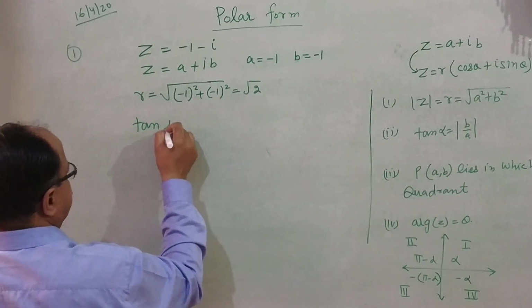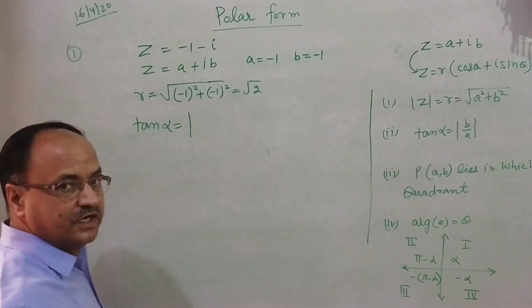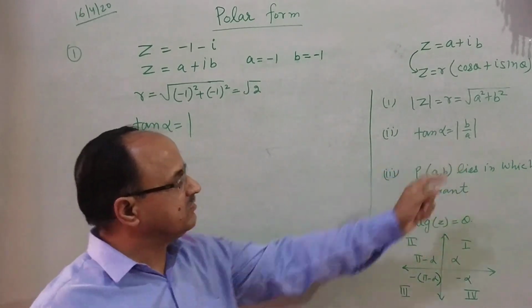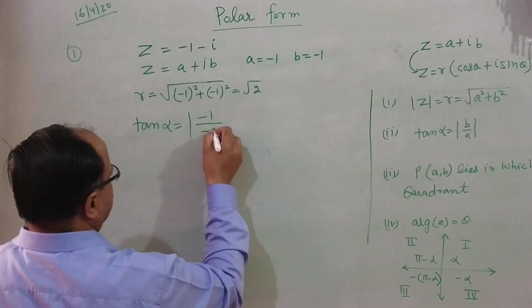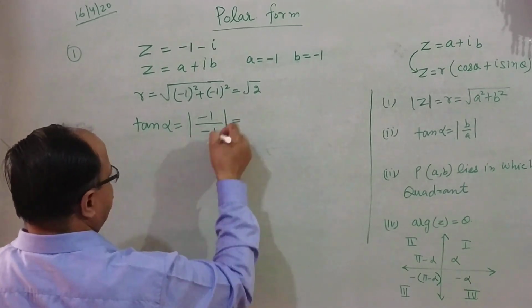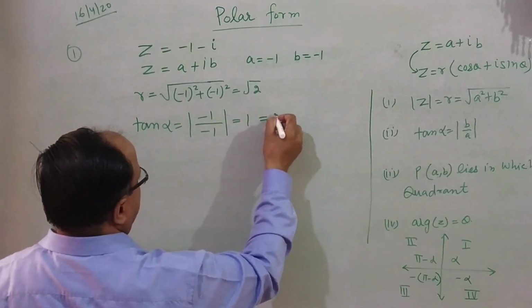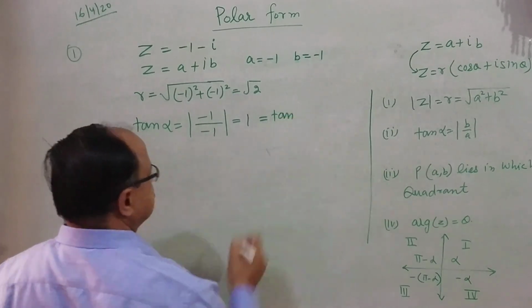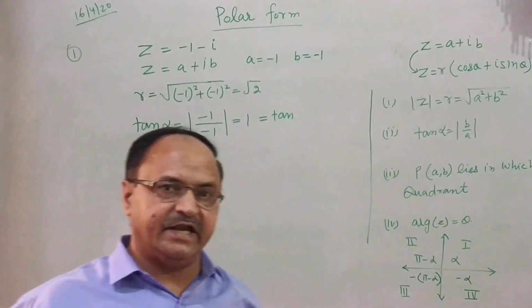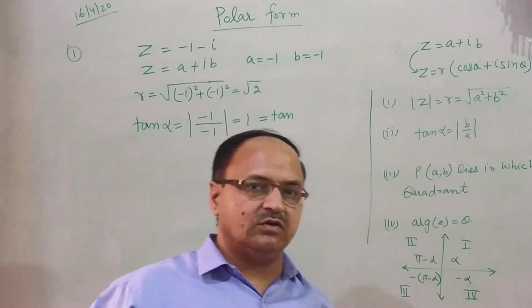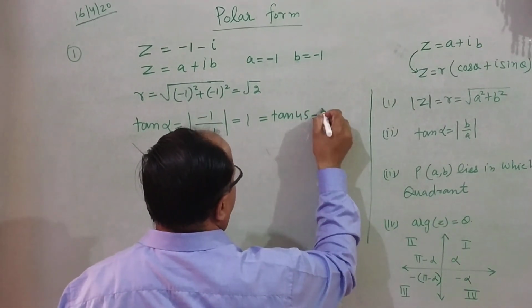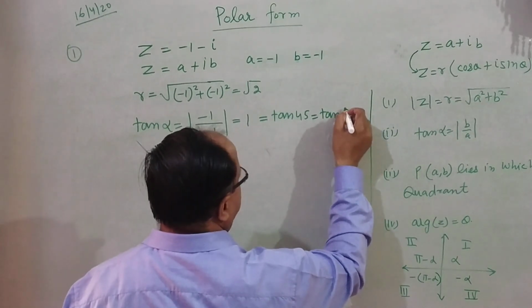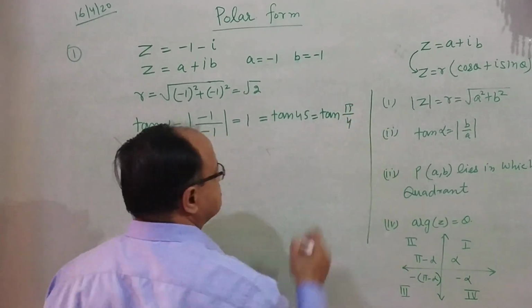And the second step is find tan alpha. Tan alpha formula you know, B by A. What is the value of B? Minus 1 by minus 1. On simplification, that is 1. And in the form of tan, 1 is the value of which? Tan 45. And 45 in the form of radian you can write pi by 4.